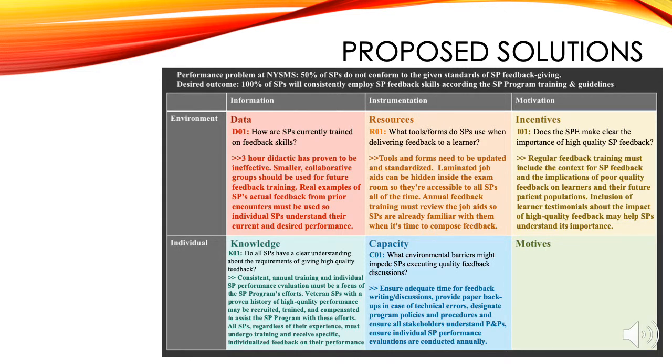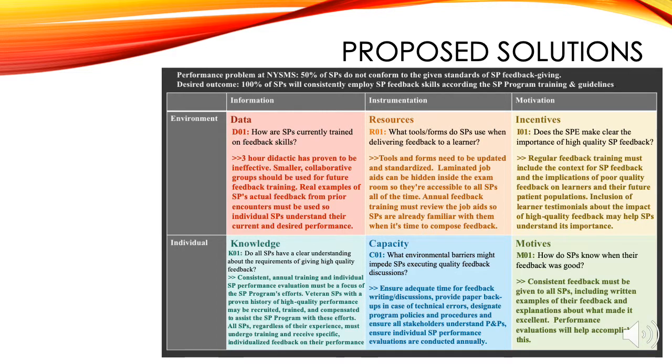Under capacity, we need to ensure adequate time for feedback writing and discussions, provide paper backups in case of technical errors, designate program policies and procedures, ensure all stakeholders understand the policies and procedures, and ensure that individual SP performance evaluations are conducted annually. And under motives, consistent feedback must be given to all SPs, including written examples of their feedback and explanations about what made it excellent. Performance evaluation will help accomplish this.